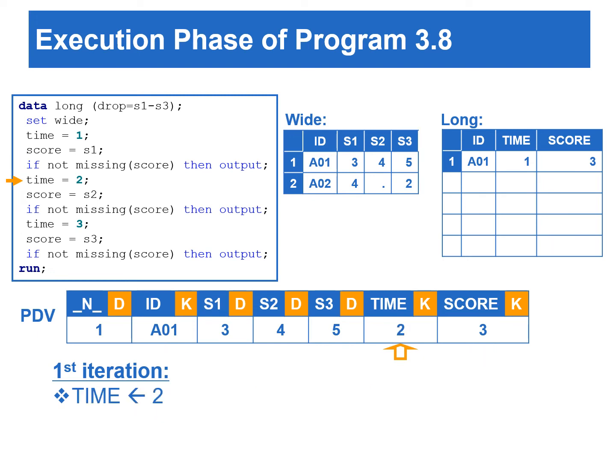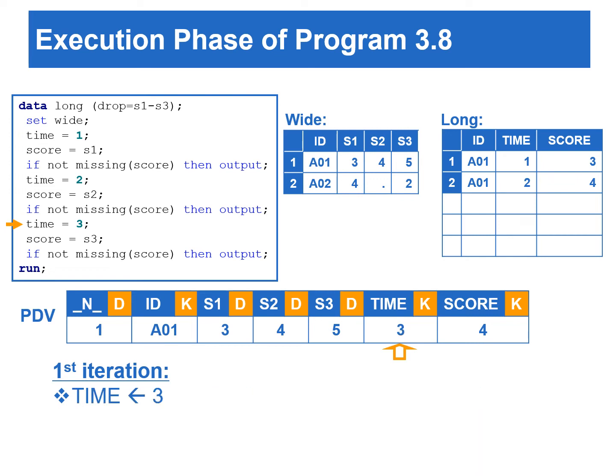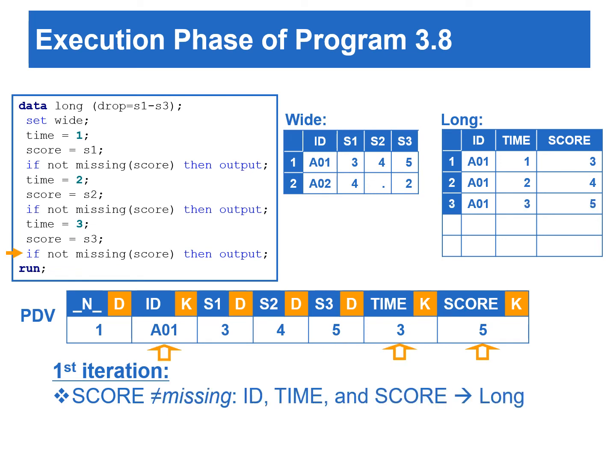After the first observation is generated, the time variable is assigned with value 2. The score variable is assigned with the value from the S2 variable. Since the score variable is not missing, the second record is generated from the output statement. The time variable is assigned with value 3. The score variable is assigned with the value from the S3 variable. Since the score variable is not missing, the third record is generated from the output statement.